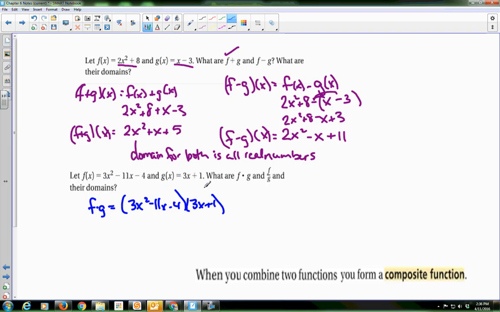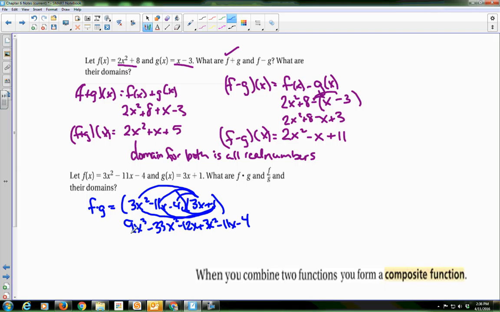So when I do that, I have to FOIL. Everything here gets multiplied by 3x. So that's 9x to the third minus 33x squared minus 12x. And then everything gets multiplied by 1. So that's plus 3x squared minus 11x minus 4.